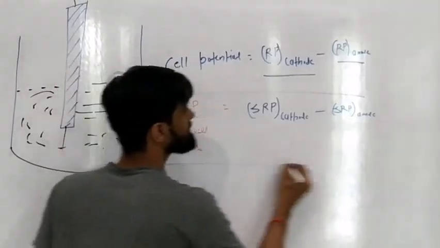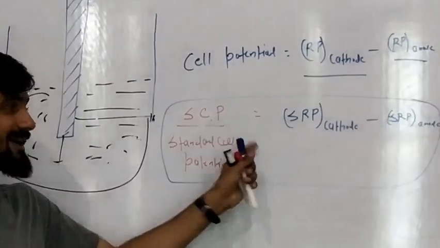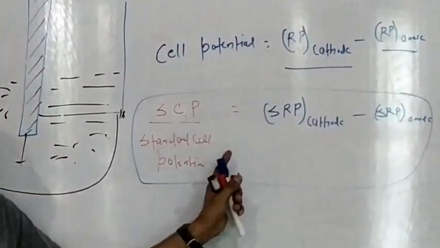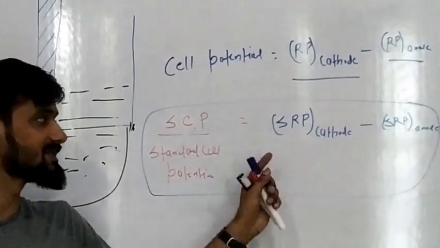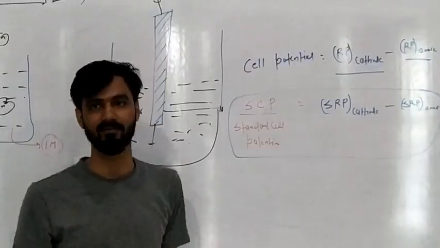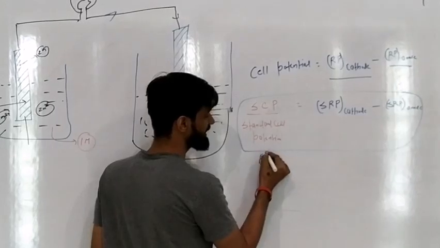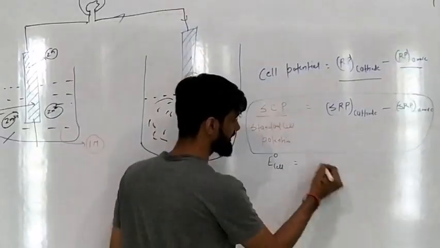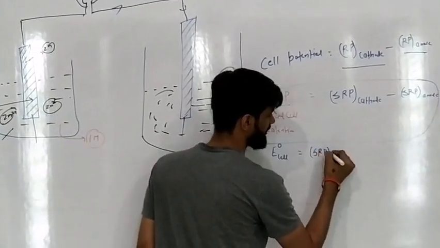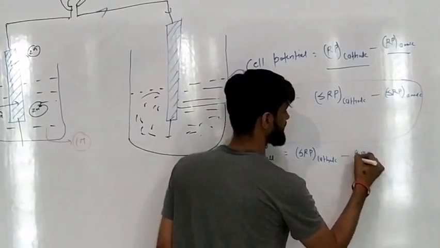This is one of the most important formulas for this topic. You will frequently use it in any competition, or any question that arises, so definitely you have to use this formula, because it plays a pivotal role in this topic. From this formula we will define so many things. The standard cell potential is denoted by E naught of cell, that is equal to the standard reduction potential of cathode minus the standard reduction potential of anode.